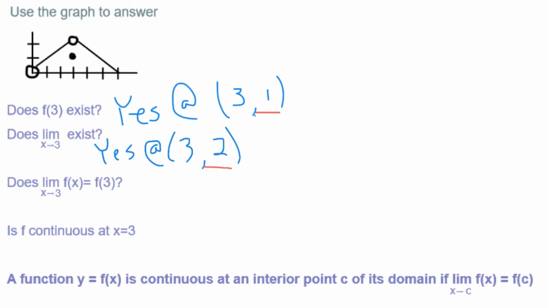Okay, does the limit as x approaches 3 of f of x equal the same as f of 3? Does 1 equal 2? No, it does not. So then, is f continuous at x equals 3? Nope, it's not. So you got that removable situation right up there, that open circle there. And then here's our statement once again. A function y equals f of x is continuous at an interior point of its domain if, again, the limit as x approaches that number is the same as the point defined at that number.